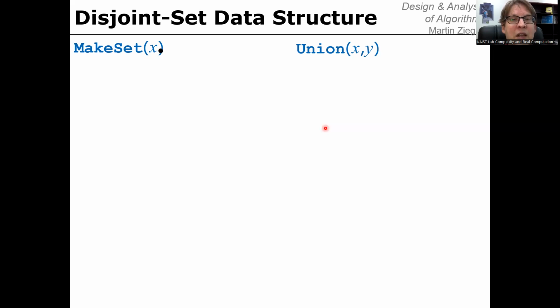So let's visualize that. First, make set X creates a singleton set, that's a blue circle, containing the one element X, that's a black dot. And the user can call make set another time, creating another singleton set, and so on, many singleton sets. And next, the user may call union in order to make the data structure combine two of these singleton sets into one larger set, and the previous singleton sets are then kind of lost. They are replaced by this one larger set.